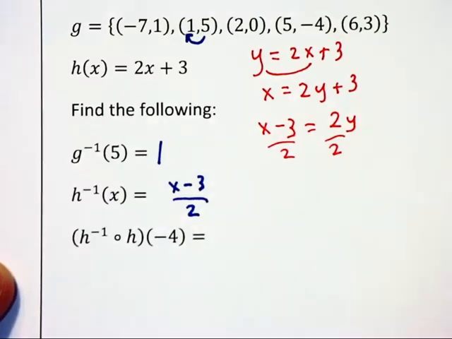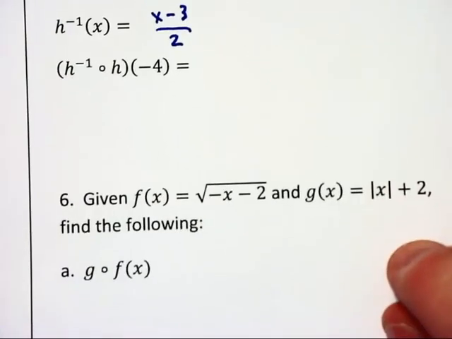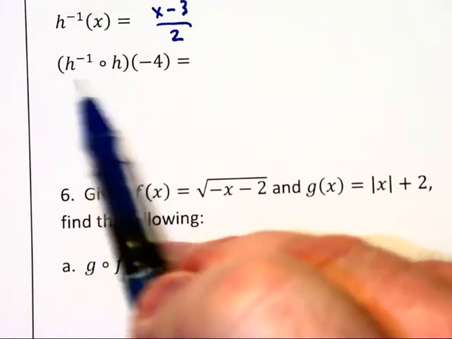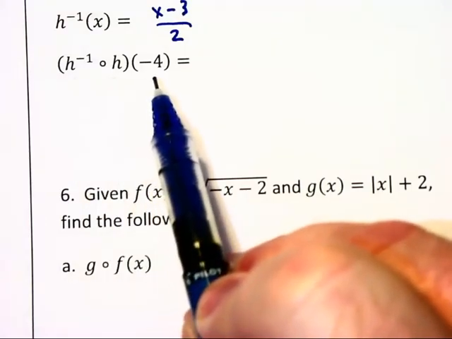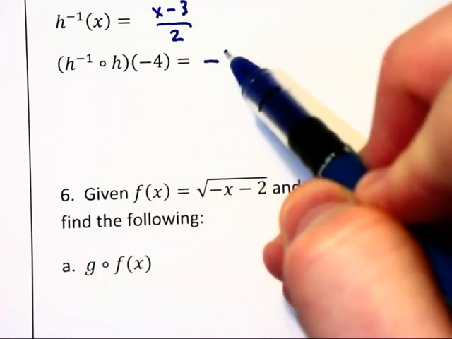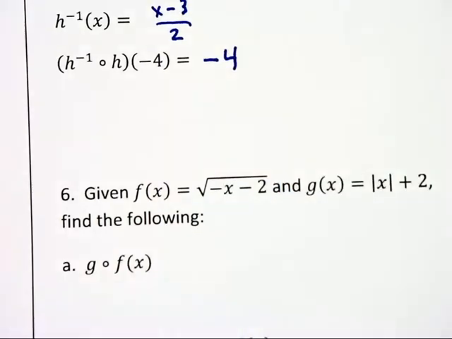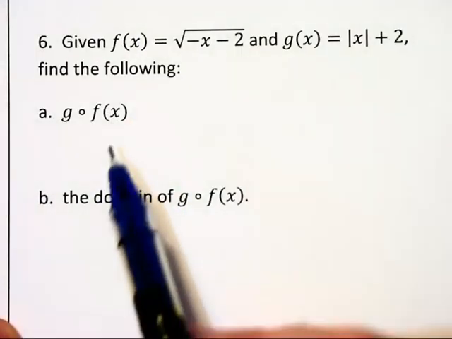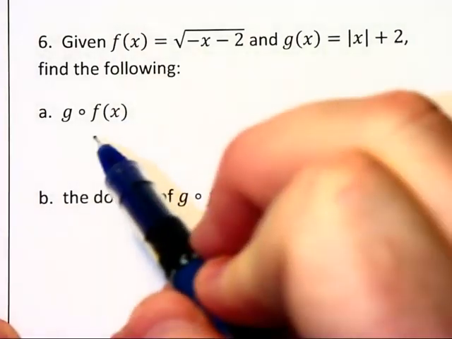Now this next problem is actually just kind of a trick here. You're supposed to know that inverses undo each other, and so when you stick -4 in as an output, you're supposed to have -4. No math to do, just an understanding of the concept. Now let's look at this next set of problems. They're telling us to find g composite f of x.